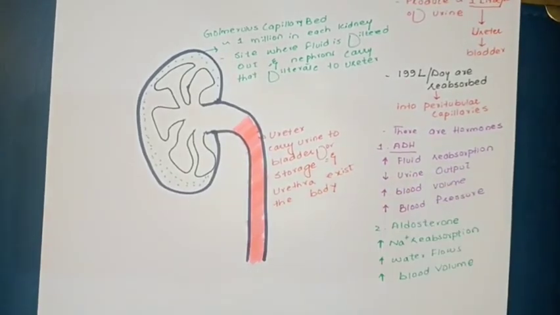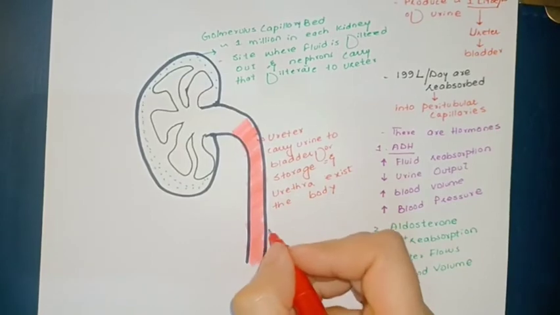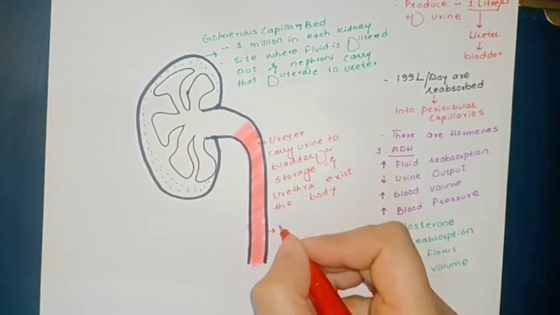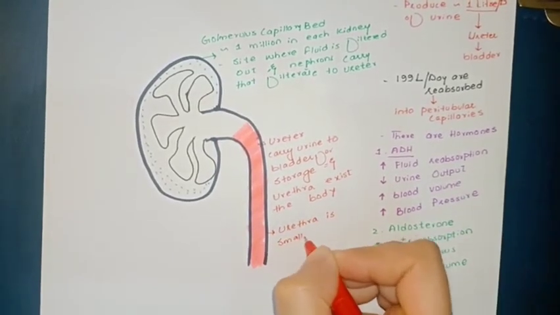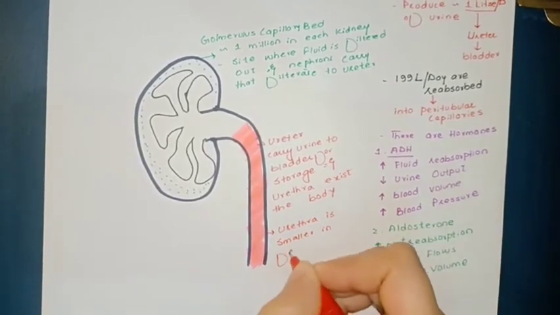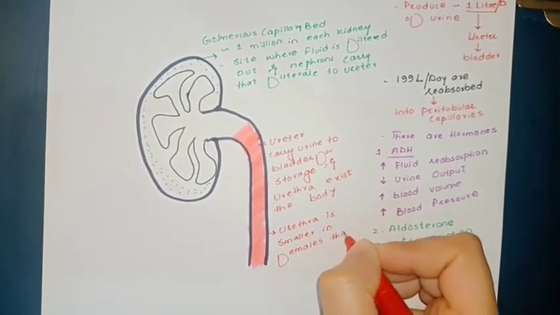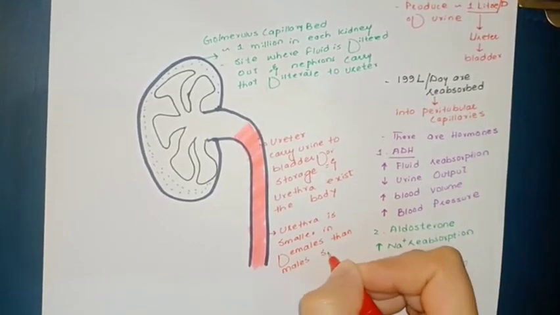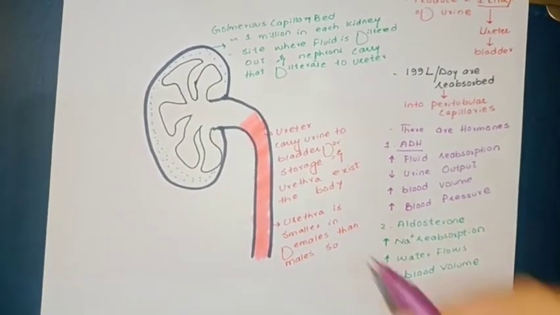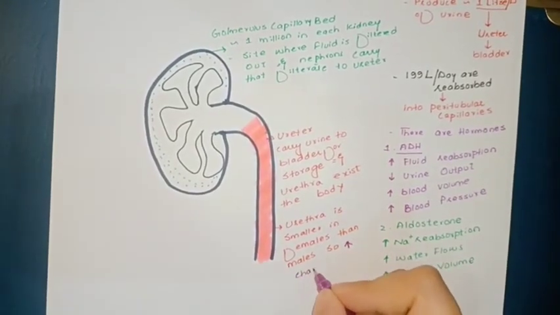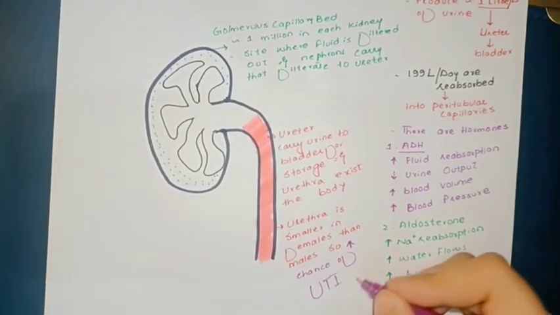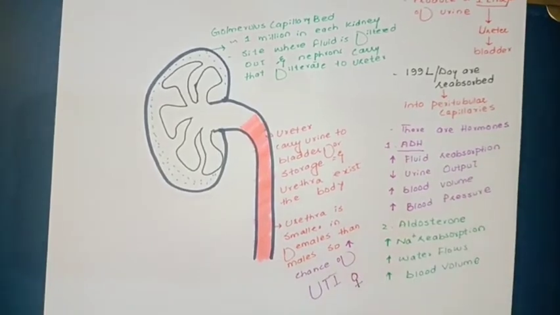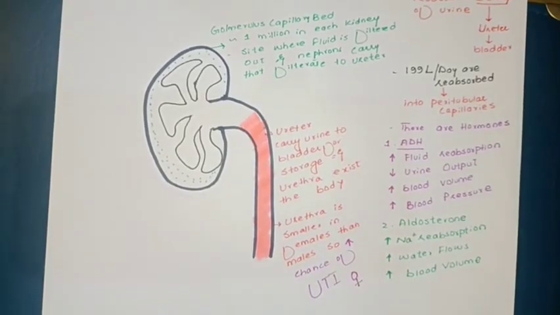The urethra is shorter in females than in males, so there is an increased chance of UTI in females. The chances of UTI are higher in females as compared to males.